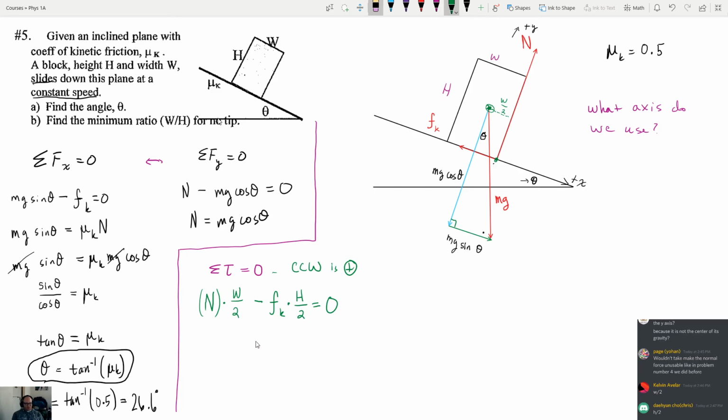Once again, we're using the lever arm method here. Oh, okay. So the lever arm means no sine. No sine theta shows up. That's right. All right, thank you.